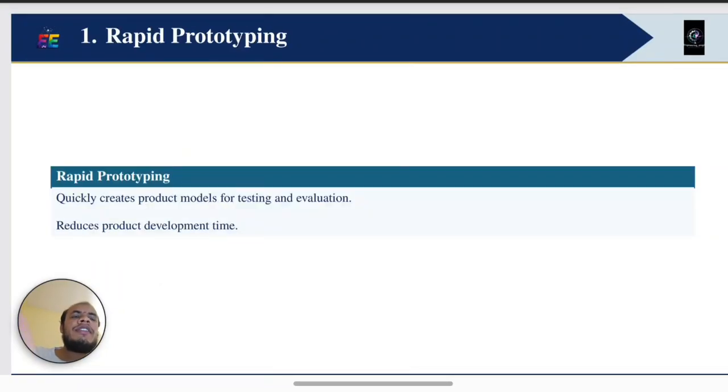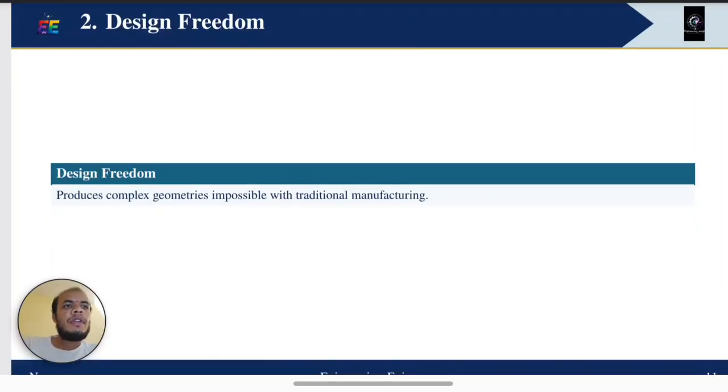So the first advantage is rapid prototyping. Suppose a company designs a new product. Instead of waiting weeks to manufacture, they can print a sample within hours by using 3D printers. So engineers can test the design very quickly. If there are any mistakes, they can modify the design immediately. This saves both time as well as money. Therefore, product development becomes much faster.